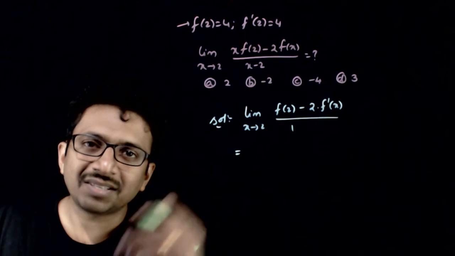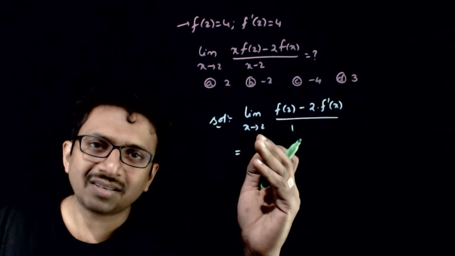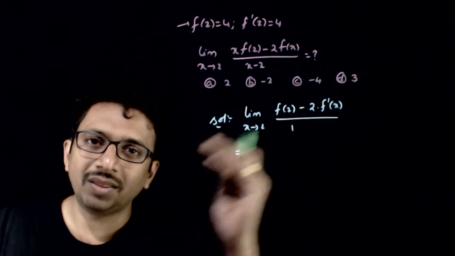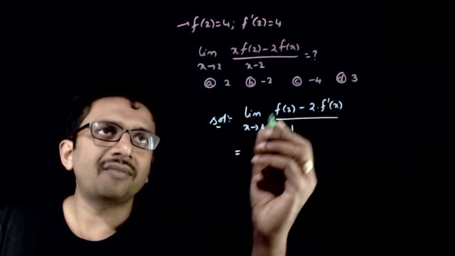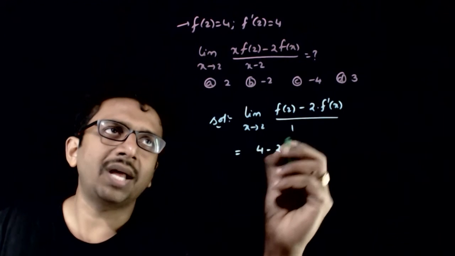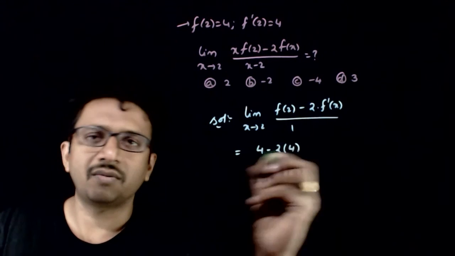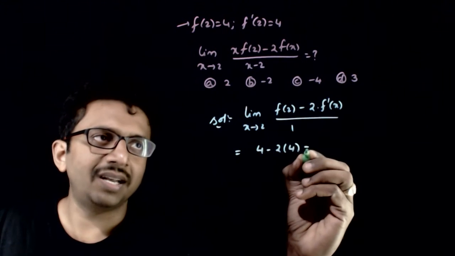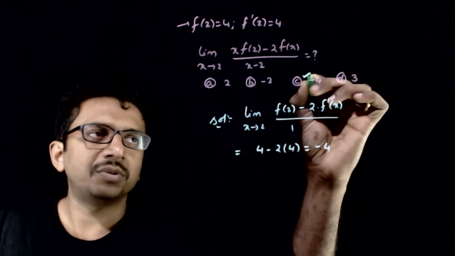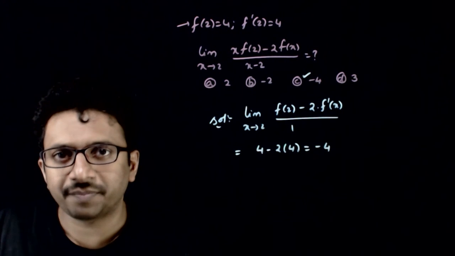So once indeterminacy has been cancelled, I just need to put x is equal to 2 in the limit. So f of 2 is 4, minus 2 times f dash of 2, which is also equal to 4. So 4 minus 8 is minus 4. Option C is the right answer to this question. Thank you.